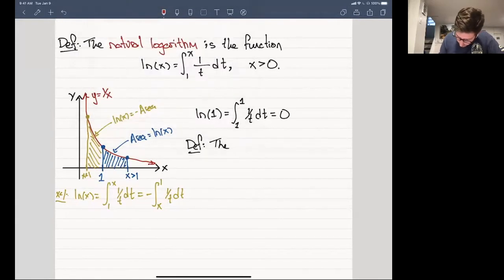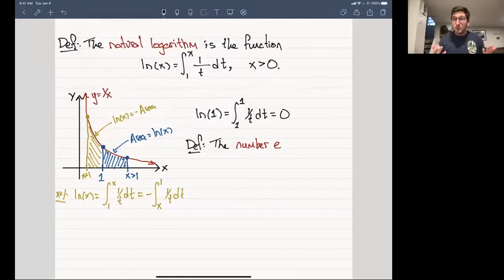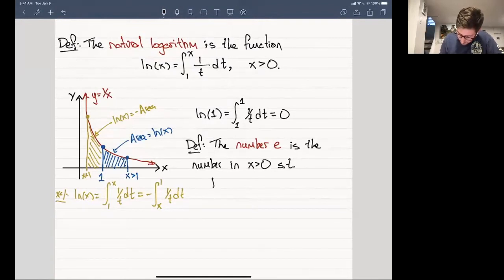number e, so this e stands for Euler's number. Euler is the mathematician who this is named after. So the number e is the number in x greater than 0, such that ln of e, which is equal to the integral from 1 to e of 1 over t dt, is equal to 1.